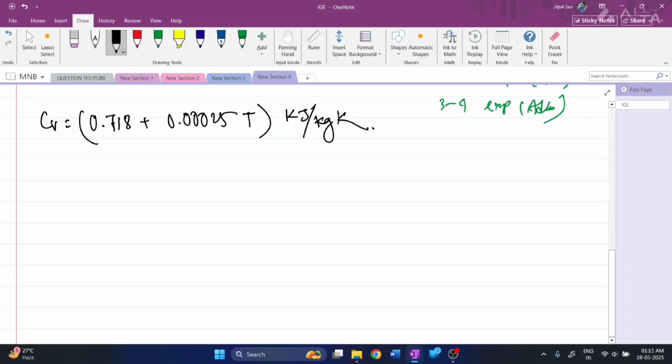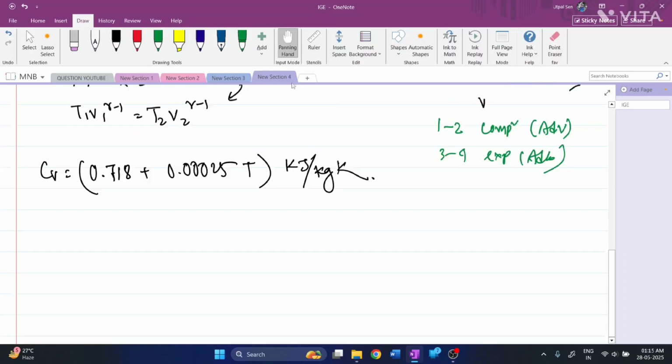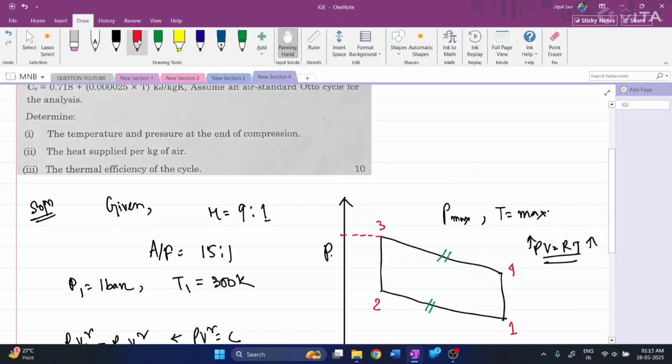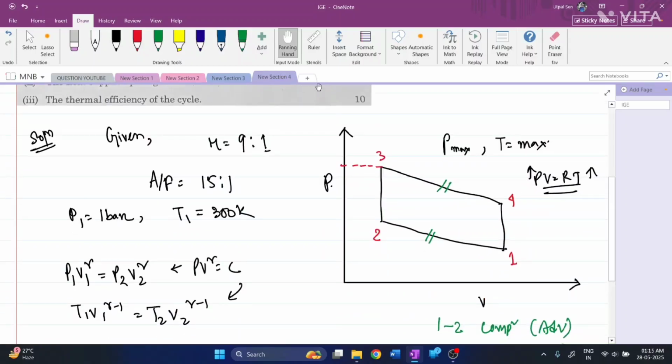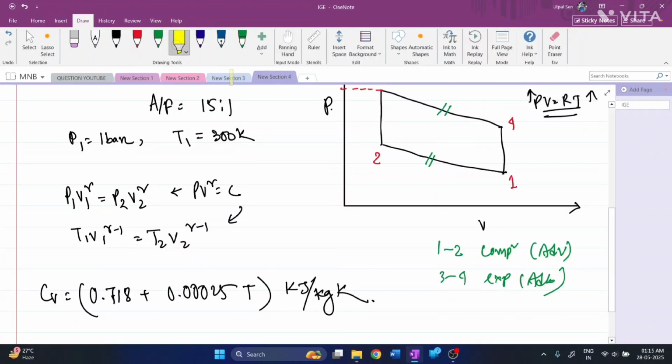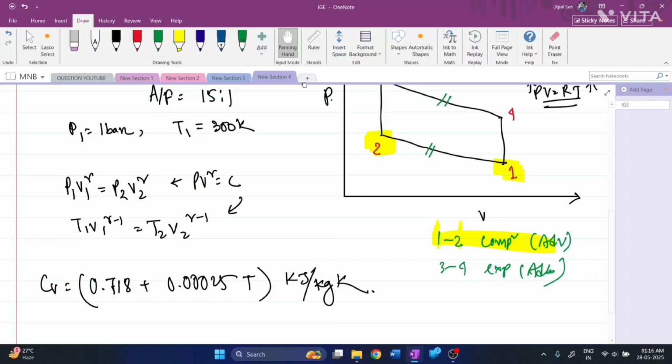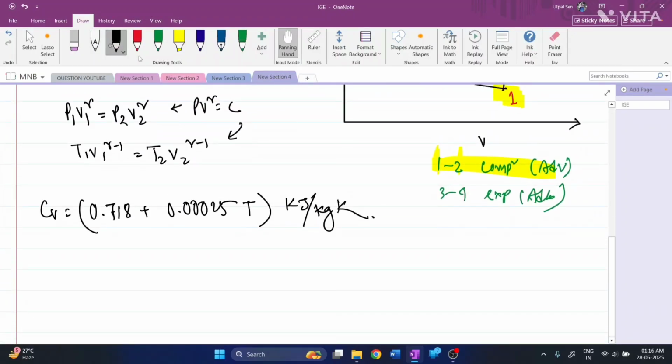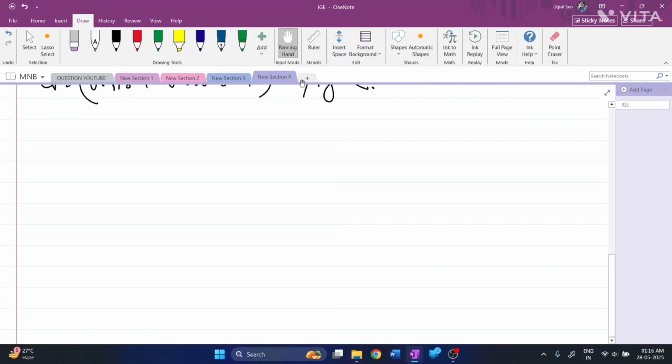What we have to find out is the temperature and pressure at the end of compression. From the diagram you can see that the end of compression occurs at point 2, and the start of compression is point 1, as we have written in this line. So at these two points we will apply these adiabatic conditions to find the pressure and temperature at the end of compression.